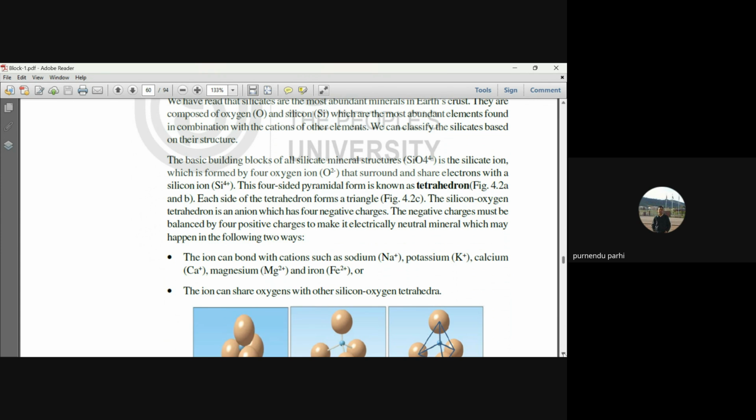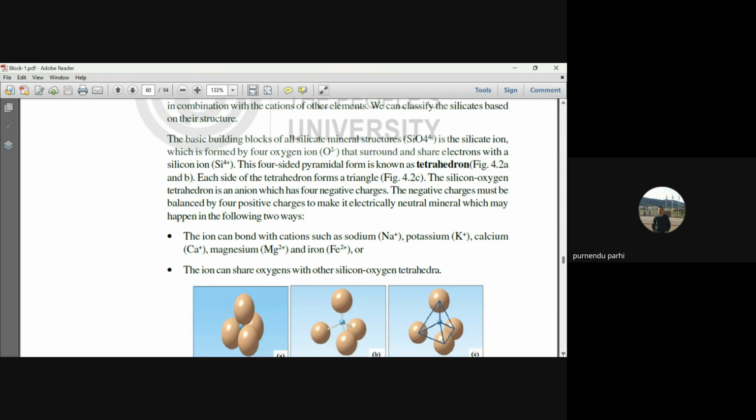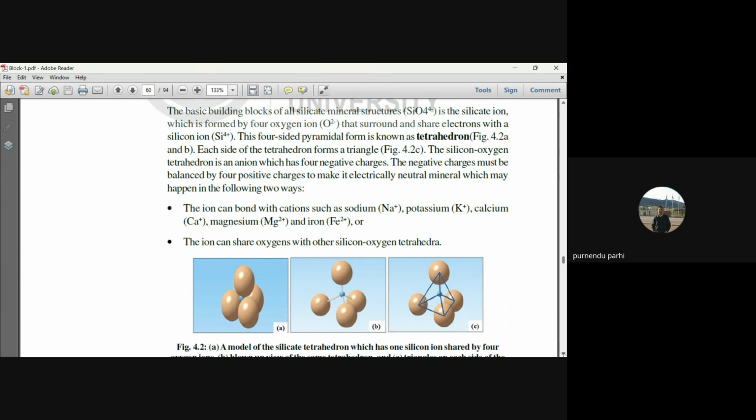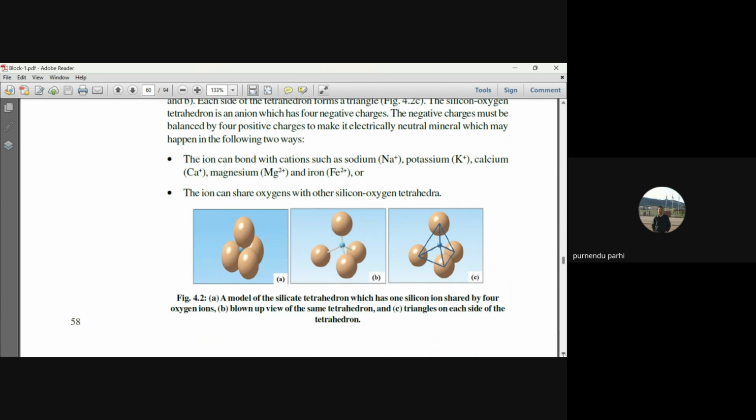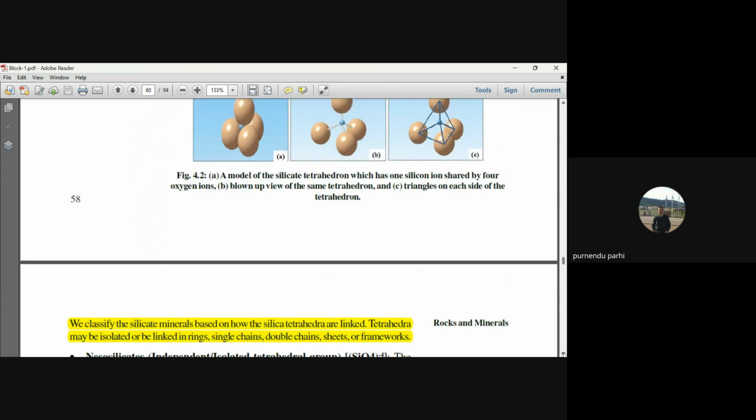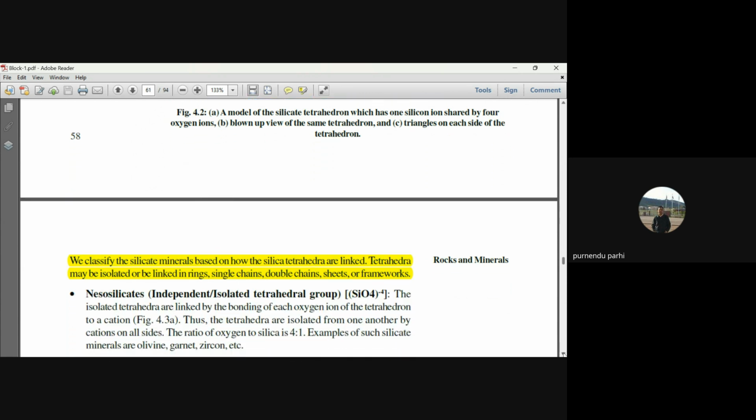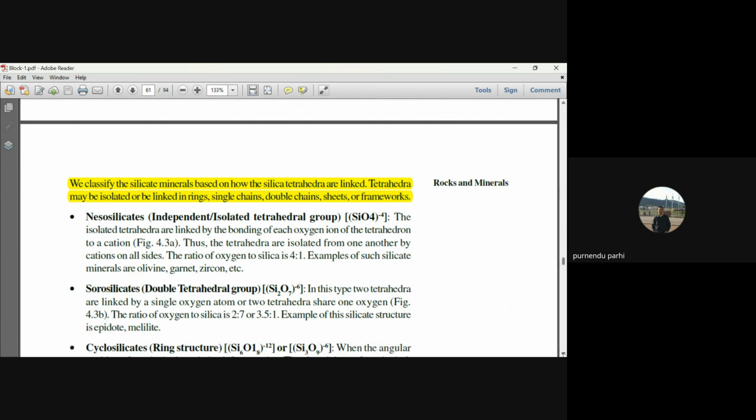The negative charges must be balanced by four positive charges to make an electrically neutral mineral, which may happen in the following two ways. The ion can bond with cations such as sodium, potassium, calcium, magnesium or iron, or the ion can share oxygen with other silicon-oxygen tetrahedra. So this is the structure model of the silicate tetrahedron, which has one silicon ion shared by four oxygens. We classify the silicate minerals based on how the silica tetrahedra are linked. Tetrahedra may be isolated or be linked in rings, single chains, double chains, sheets or frameworks.